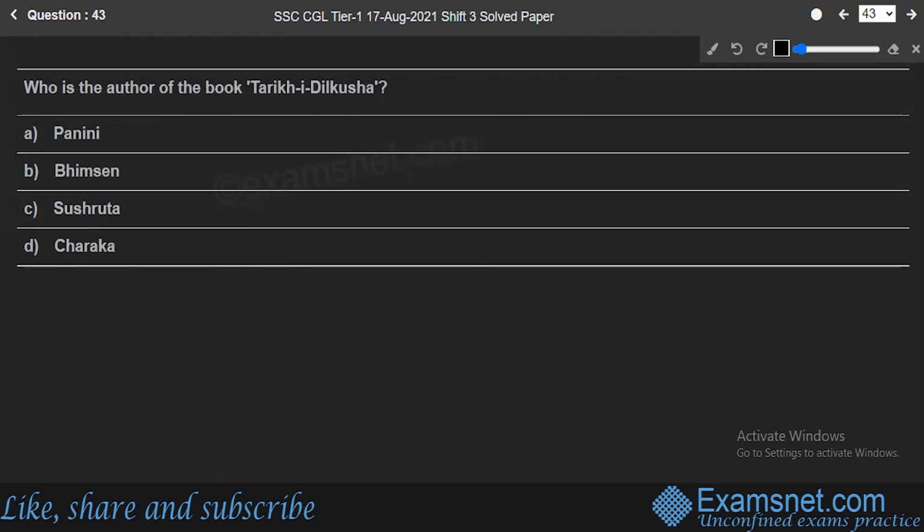Next question number 43. Who is the author of the book Tarikh-e-Dilkusha? Is it Panini, Bhimsen, Sushruta, or Charaka? Well, Bhimsen is the author of the book Tarikh-e-Dilkusha. This book is a memoir of Aurangzeb. It was written in 1707. It was in the Persian language.